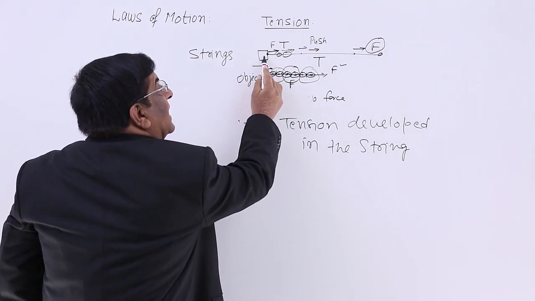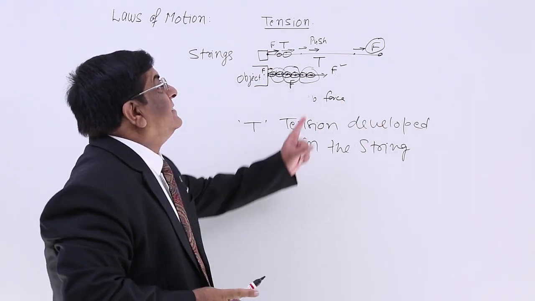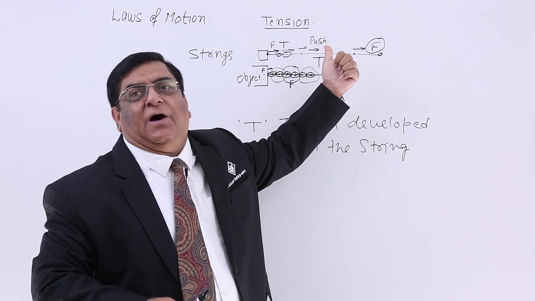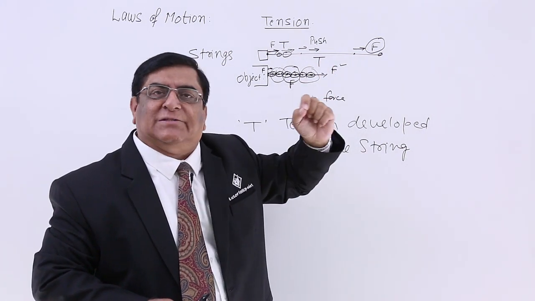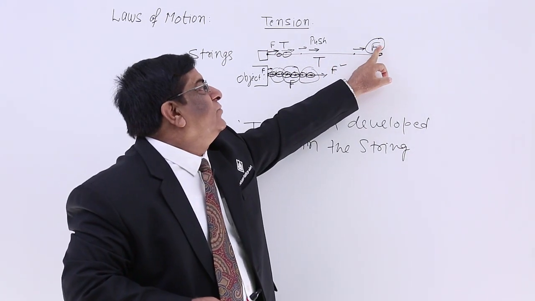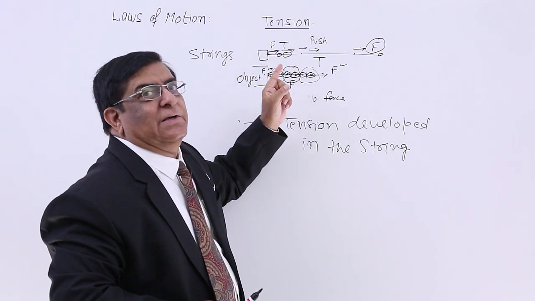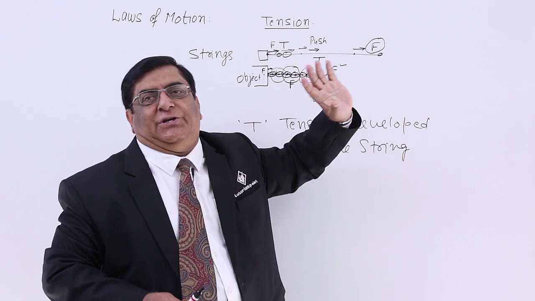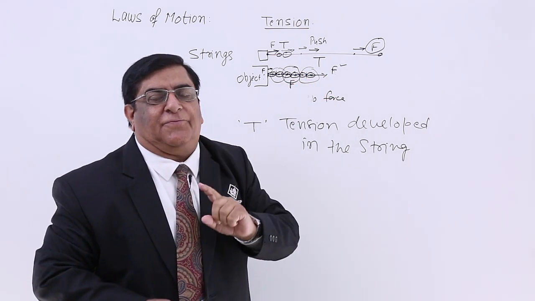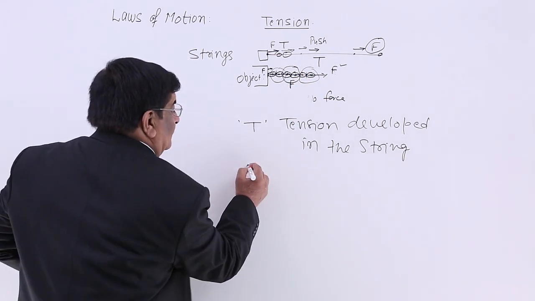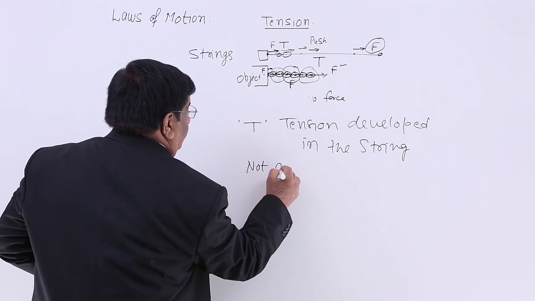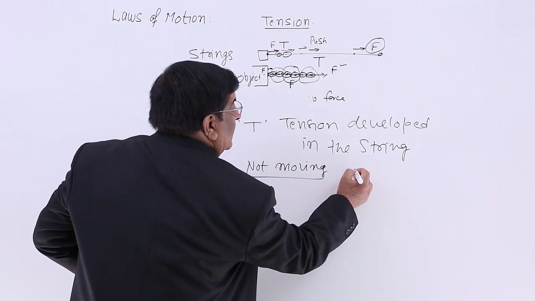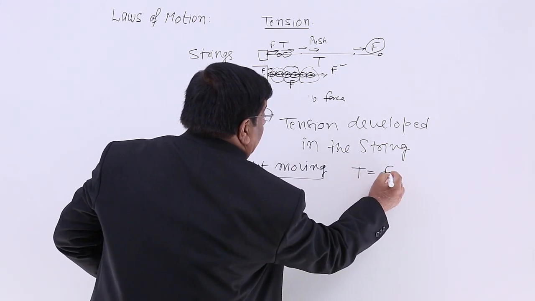But if this starts moving, that means some of the force is used for moving it. How much? m into a, mass into acceleration. That much force is used for moving it, and the rest of the force is developed as tension. So if the body is not moving, then tension is equal to F.